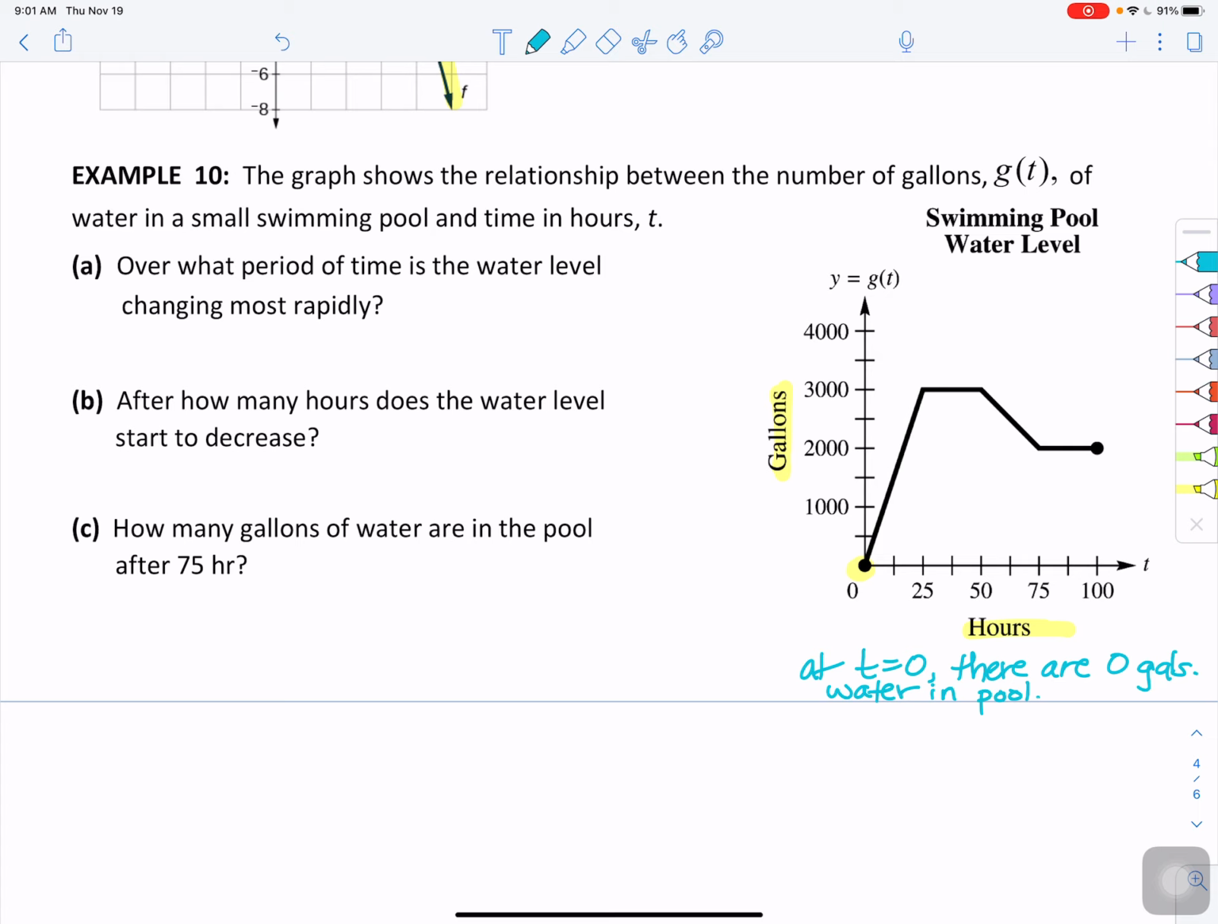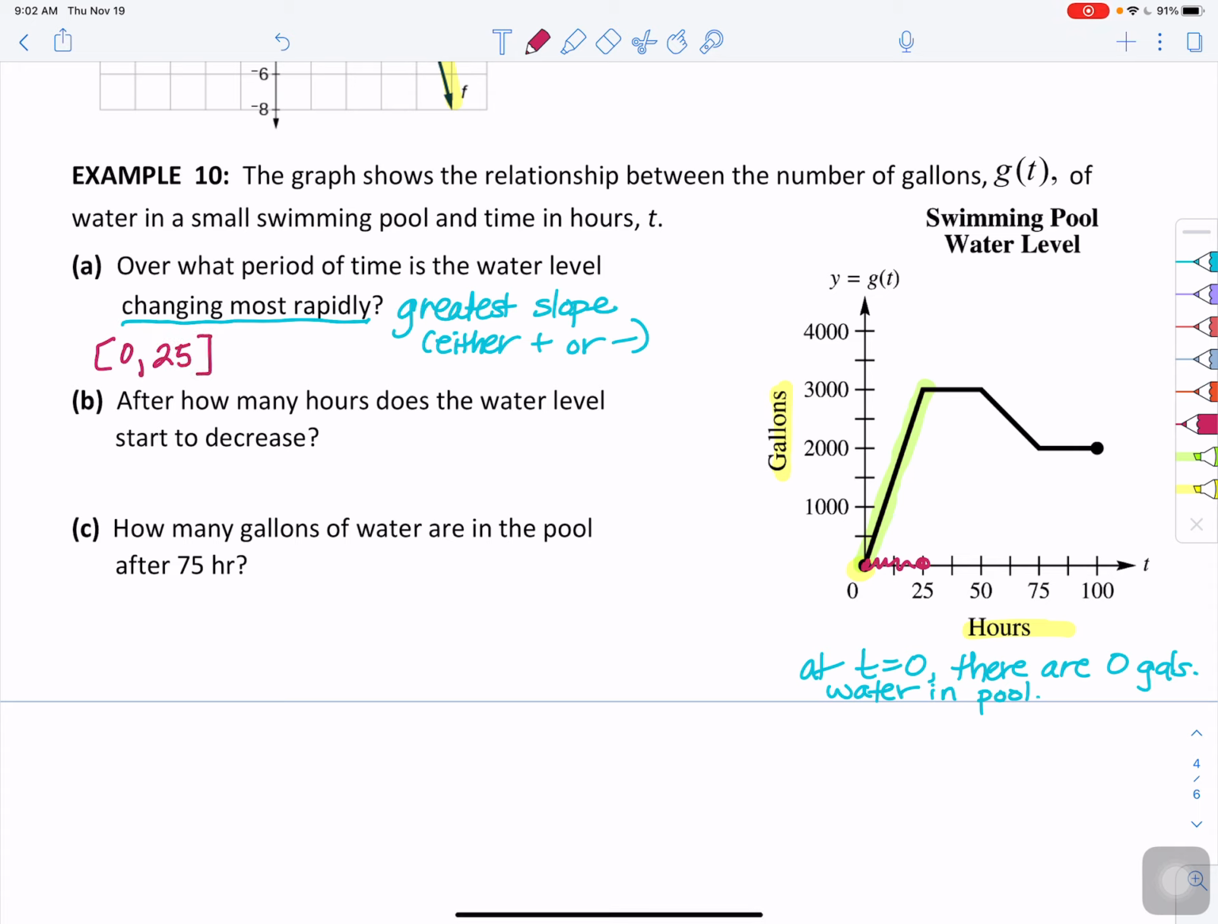Over what period of time is the water level changing most rapidly? That means the greatest slope, and that could be either positive or negative slope. But we notice that the greatest slope is positive. So that is increasing there. There is a changing slope, but it's not as great. It's not as negatively great as this is positive. So this would be on the interval from 0 to 25. So time 0 to 25.